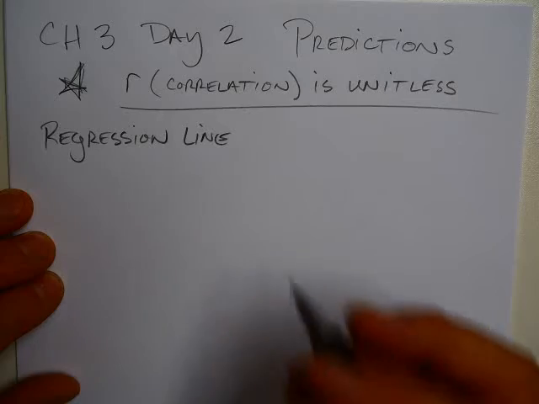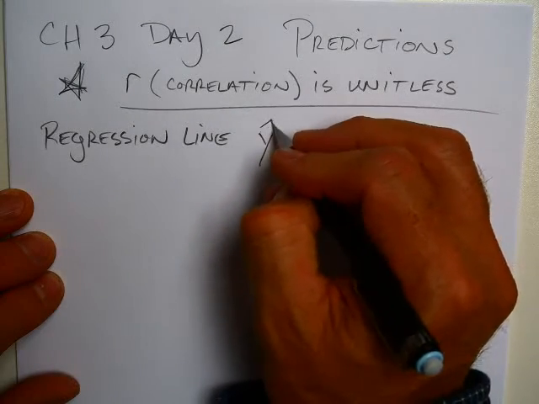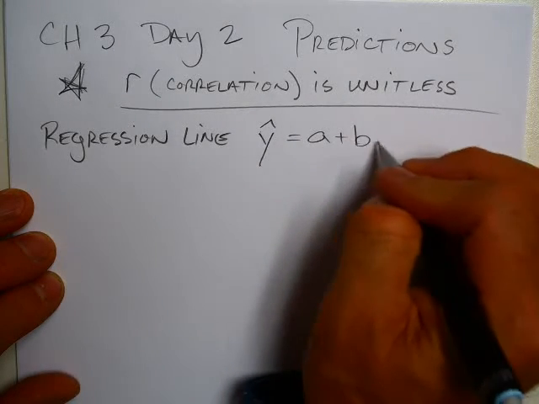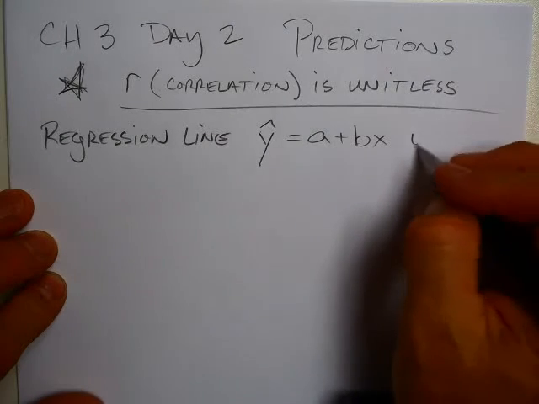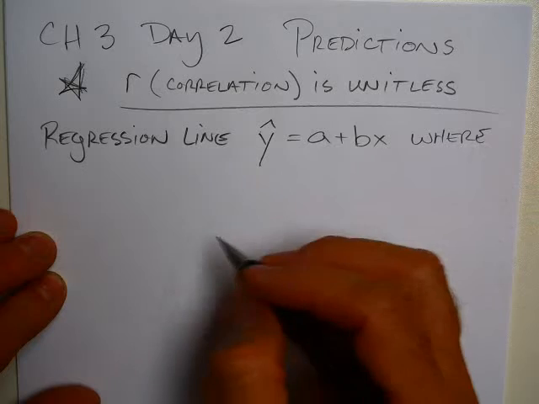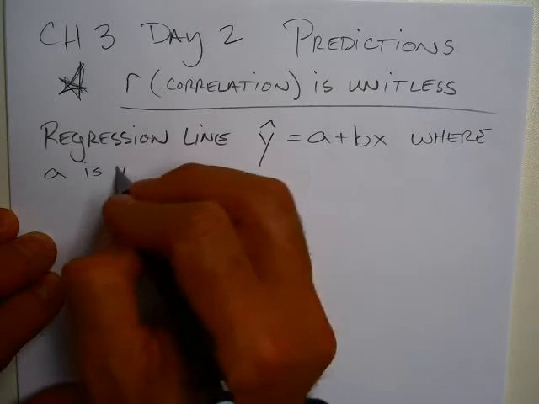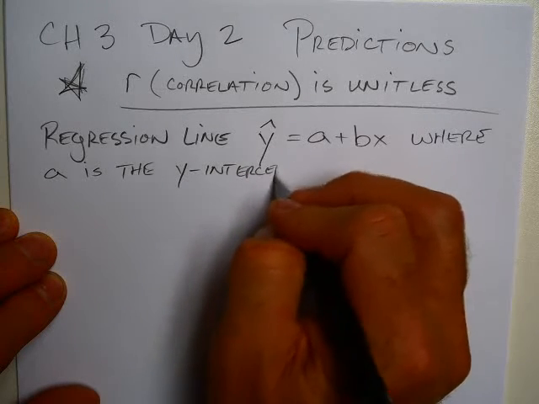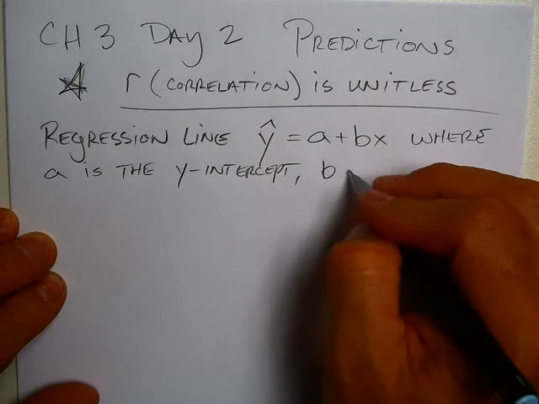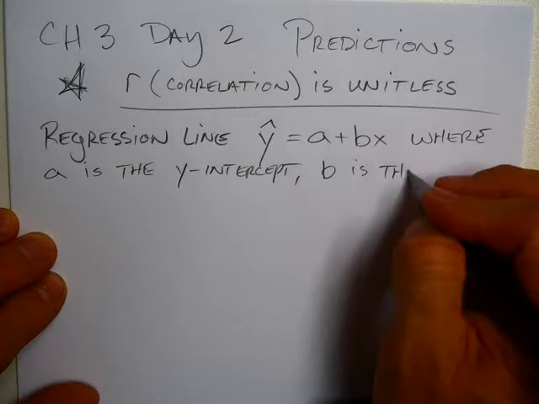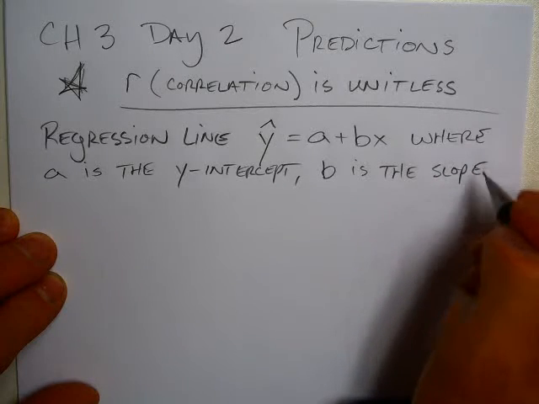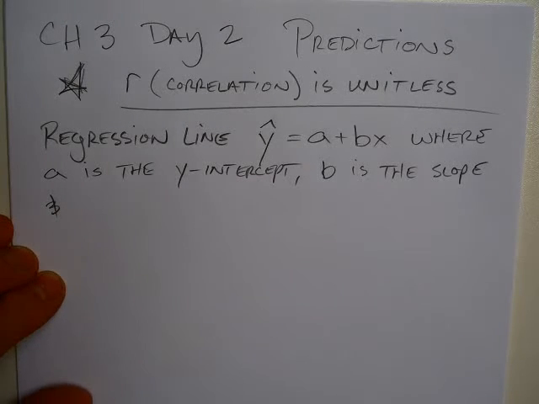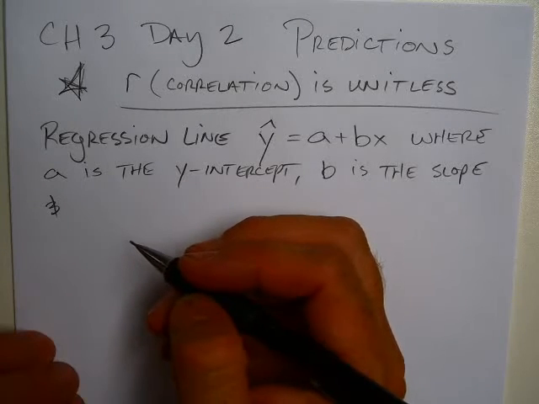Okay, regression line. The regression line is where we make our predictions, and it is in the form of y hat. You haven't seen this symbol yet. Y hat equals a plus bx, where a is the y-intercept, b is the slope, and y hat is the predicted outcome of an input.